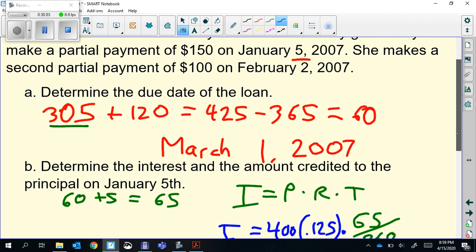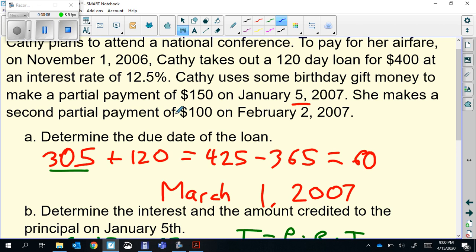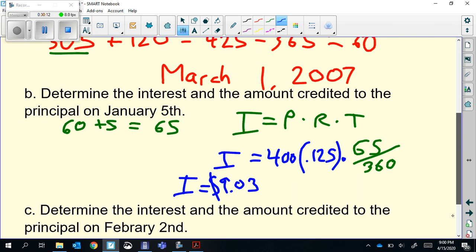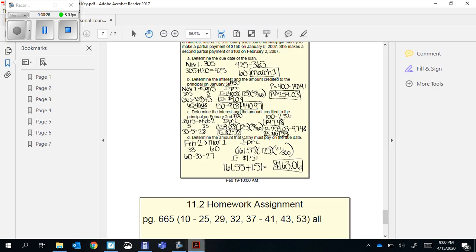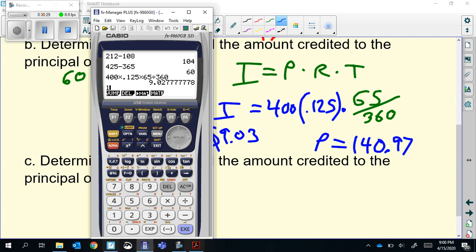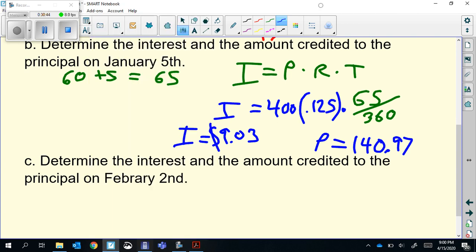And then the amount credited to the principal. Look at how much she paid. It says you pay the interest first and then the principal. So $150 was paid total. $9.03 went to interest, which means the principal payment was $140.97. We're just doing the 150 minus $9.03. $140.97 to principal.